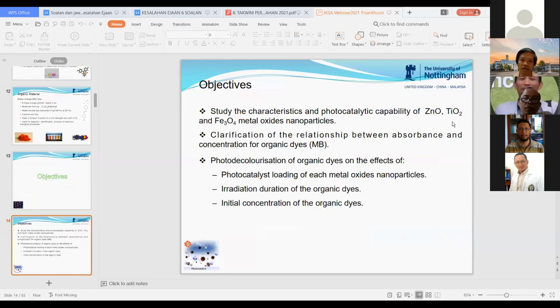Zinc oxide, titanium dioxide, and iron oxide, okay? Whether they can degrade. And then, of course, how we are actually going to measure: we are looking at the relationship between the absorbance of the organic dye and its concentrations, all right? So we'll look later at how we actually relate this absorbance to its concentrations. And of course, finally, we are looking at the degradation process, okay? Of course, a few variables that we try to play with, right?